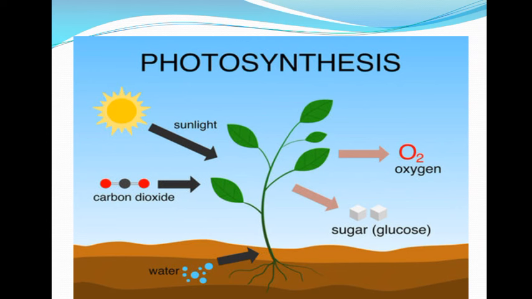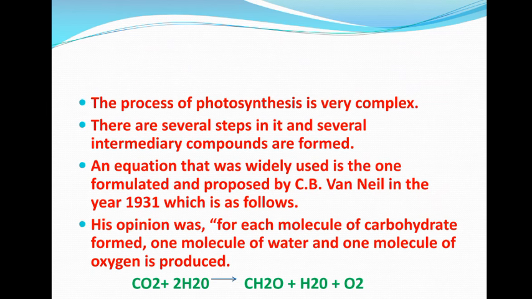So actually this is the process of photosynthesis. The process of photosynthesis is very complex. There are several steps in it and several intermediary compounds are formed. So in the process of photosynthesis, many intermediate compounds result.